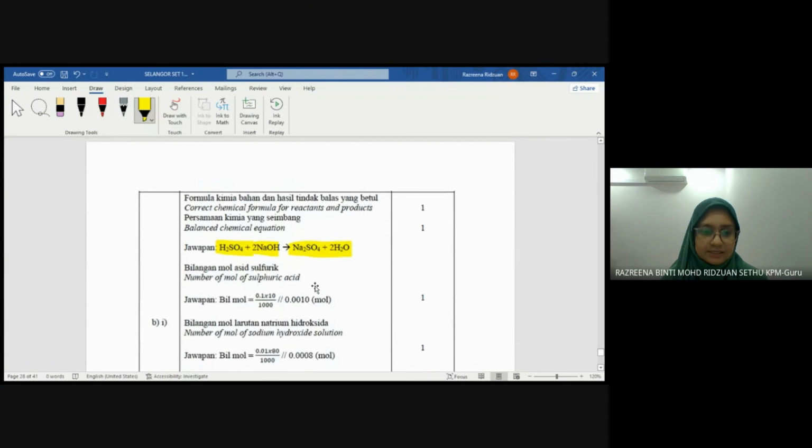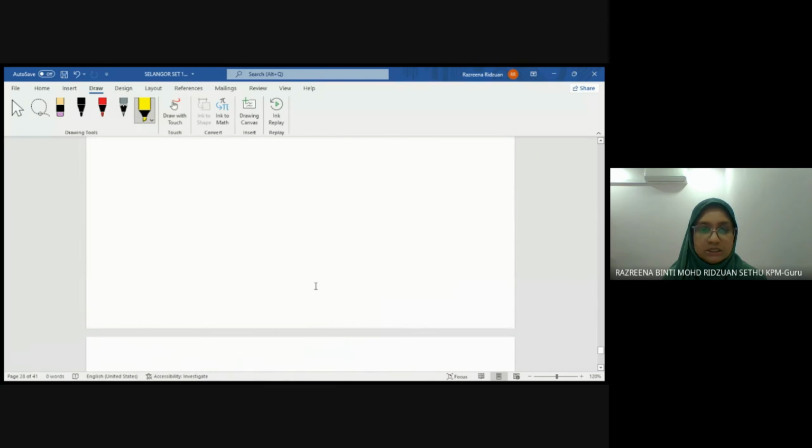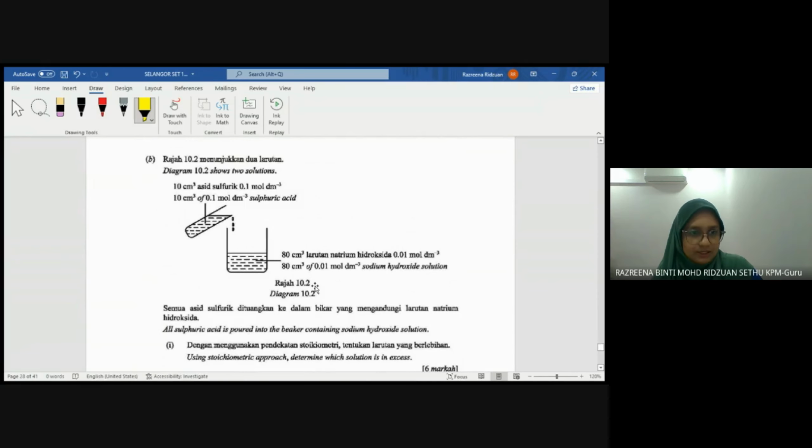Okay, now next is you want to find the number of mole. For this, let's see here, number of mole for sulfuric acid. Mole is equal to MV over 1000.